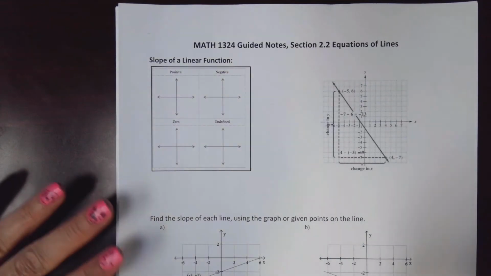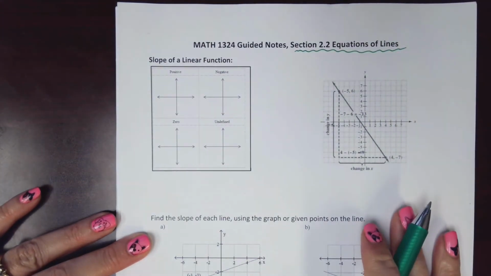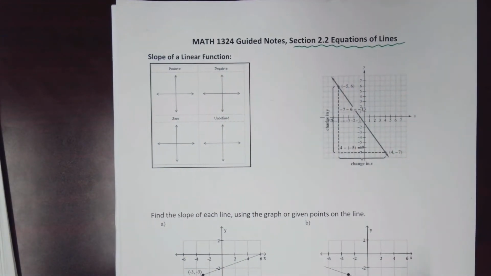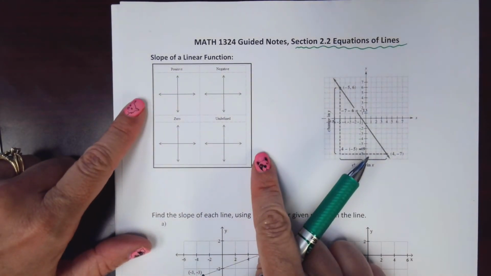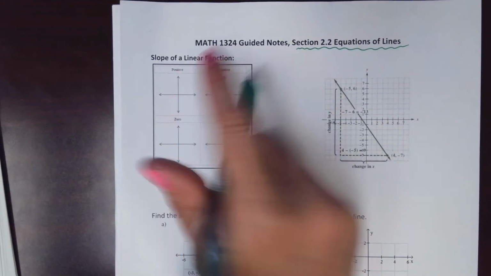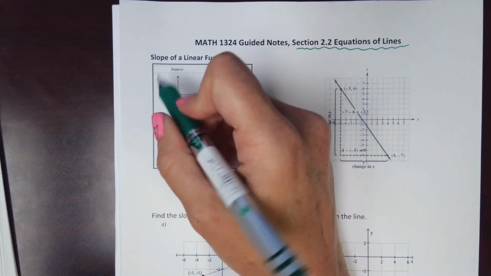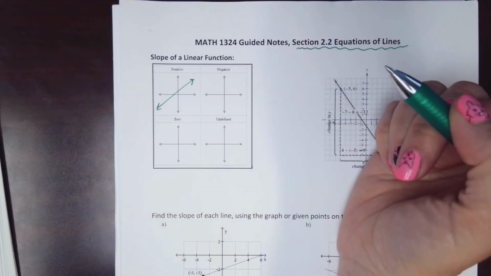In section 2.2, we're focusing on equations of lines. We've already taken a look at this, so this first part is going to be a review for you. When we read the slope of a linear function, whenever we read any type of function, we read it from left to right. So a positive slope is going to be a line that moves up as I move from left to right. And that positive slope can be drawn anywhere on your coordinate plane.